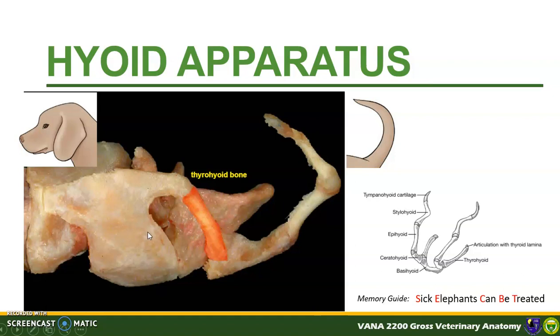For a memory guide, you may use this acronym provided by Pasquini to help you enumerate the order and position of the bones of the hyoid apparatus. Sick elephants can be treated.